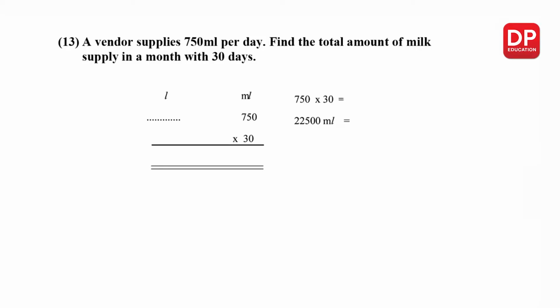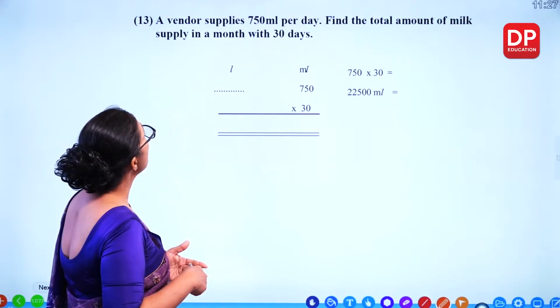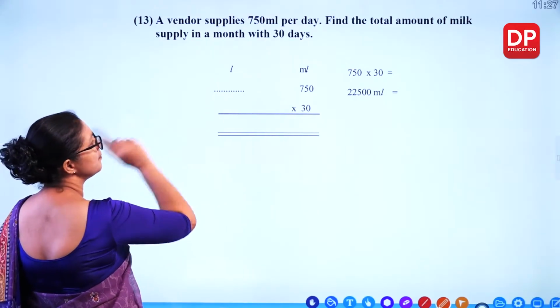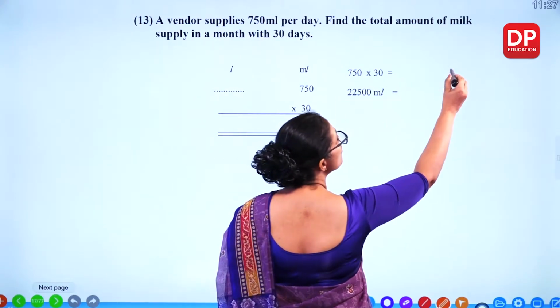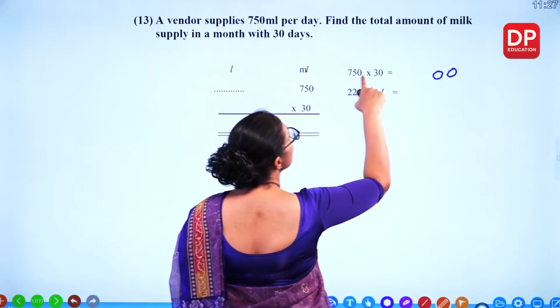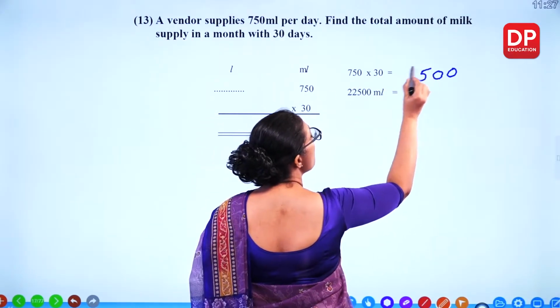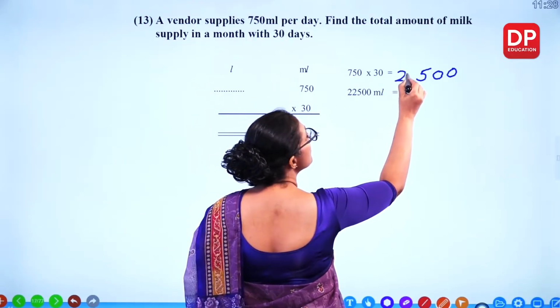Look at this question. A vendor supplies 750 milliliters per day. Find the total amount of milk supply in a month with 30 days. So just you have to multiply by 30. So what's the value here? 750 milliliters. So multiply by 30. So what you do? You can put 2 zeros and multiply by 3. 3 times 5, 15. 1 remaining. 3 times 7, 21 plus 1, 22.